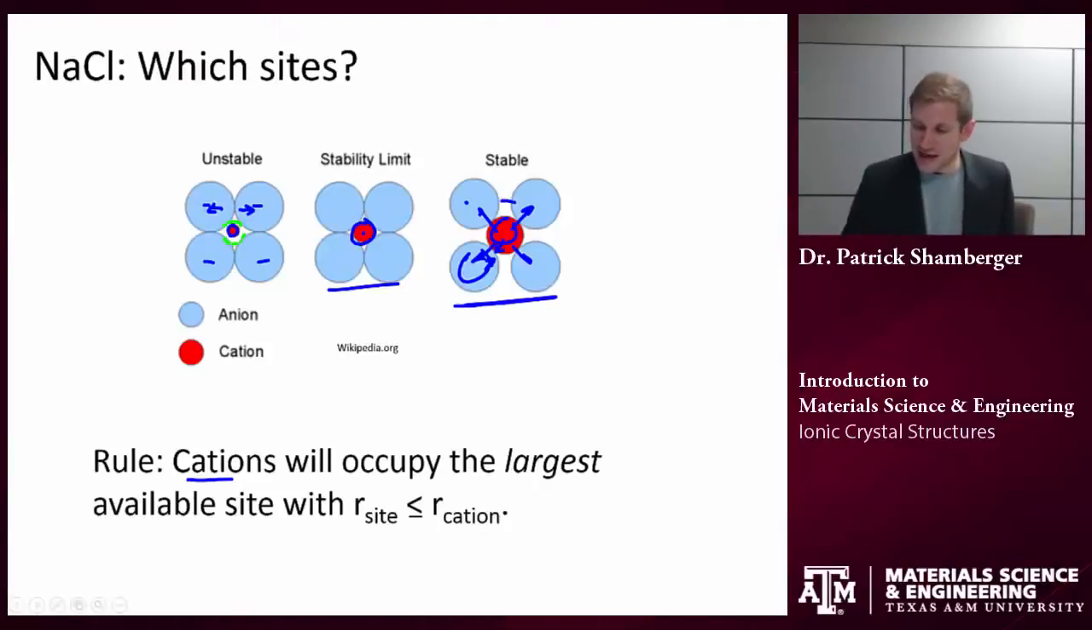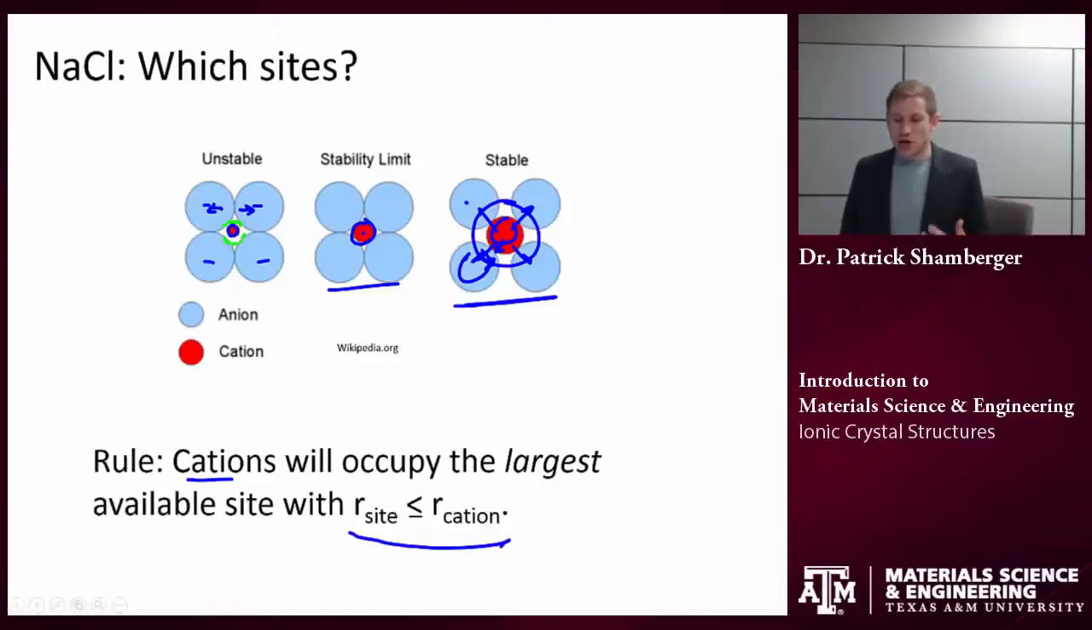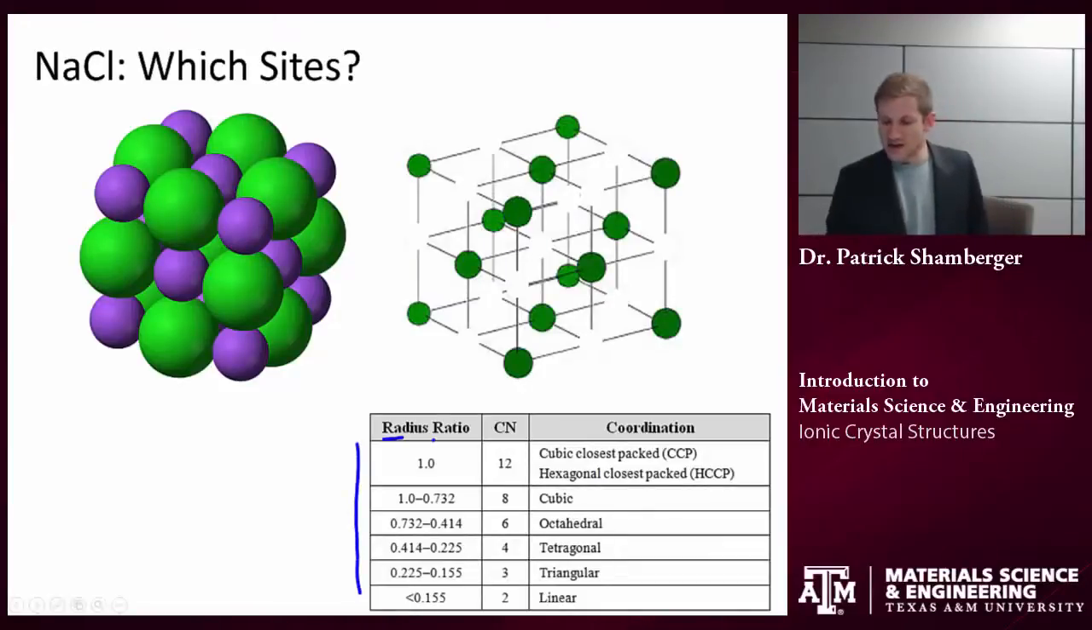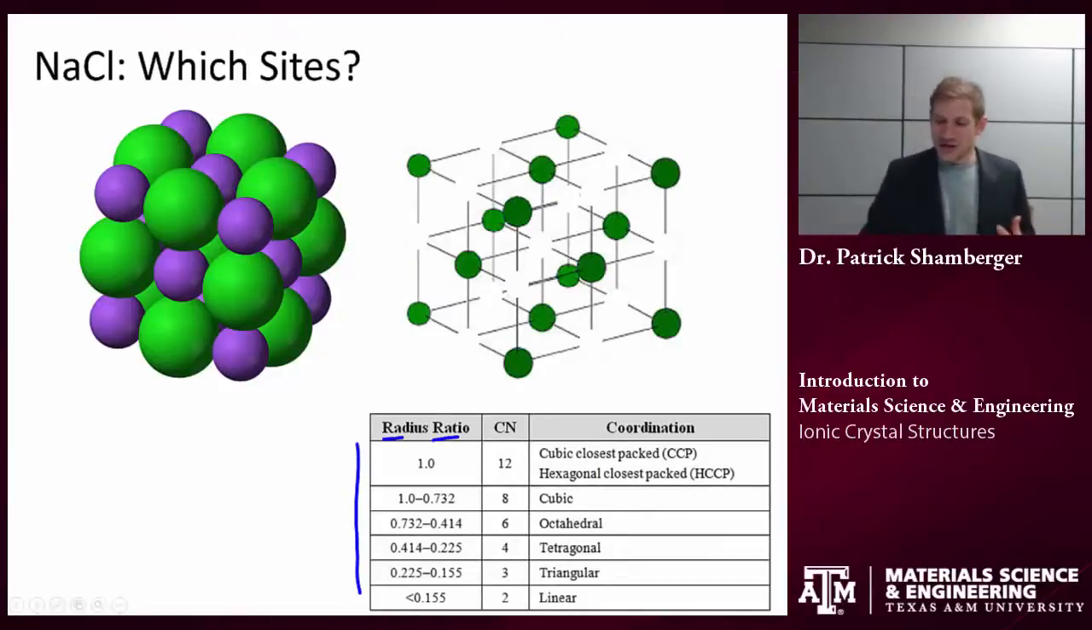So as this cation gets larger and larger, at some point we're not going to have a stable configuration anymore because the cations will be impinging on other cations. And so we come back to the rule that cations want to occupy the largest available site that is a little bit smaller than they are. So let's think about this in terms of sodium chloride. And we can think about this in terms of the radius ratio of the cation to the anion.